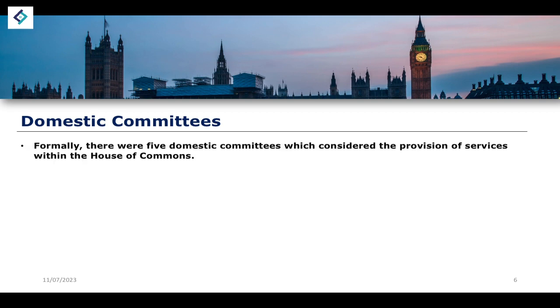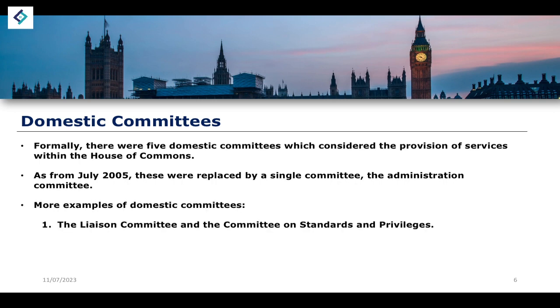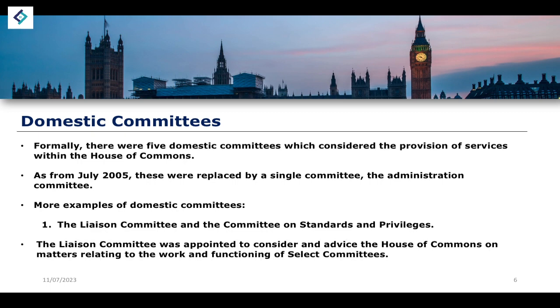We also have domestic committees. So formerly, there were 5 domestic committees which considered provisions of services within the House of Commons. From July 2005, these were replaced by a single committee, which became known as the Administration Committee. There are more examples of domestic committees that have existed and do exist. For example, we have the Liaison Committee and the Committee on Standards and Privileges.